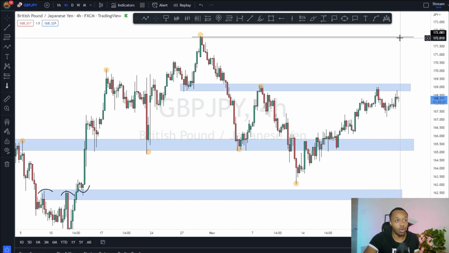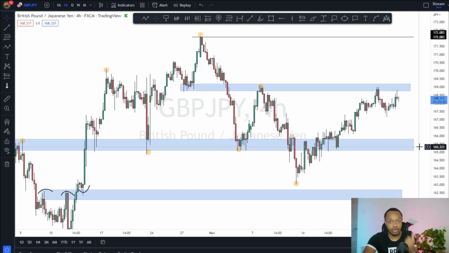If we're bullish, we're looking at 172. And if we're bearish, we're looking at 165,500. So we've got clear analysis to find. We've got set requirements for our direction, if we're going to go buy or look to sell. And we've got clear targets where we're looking to sell and buy towards.